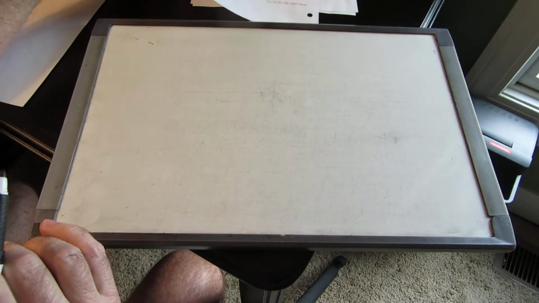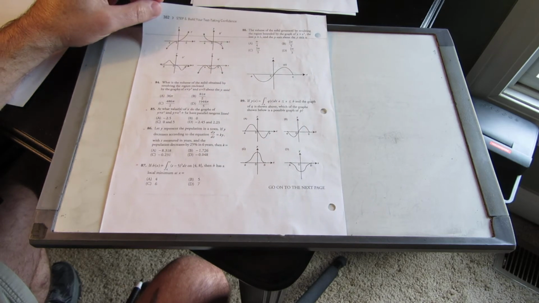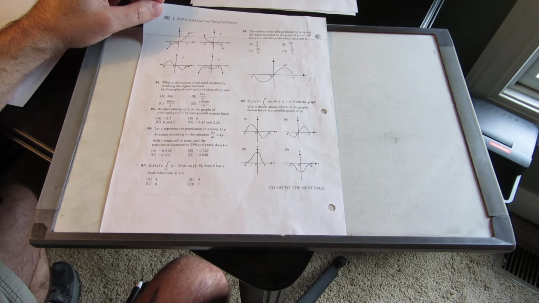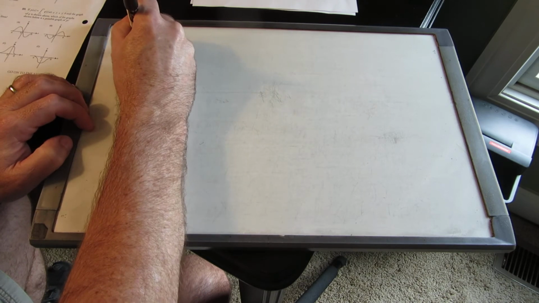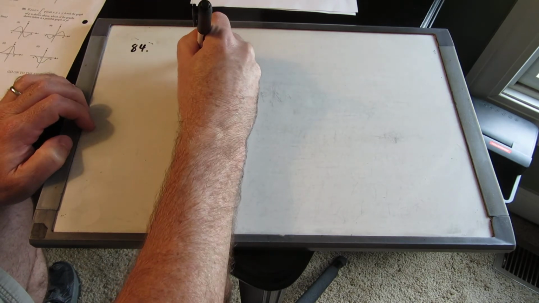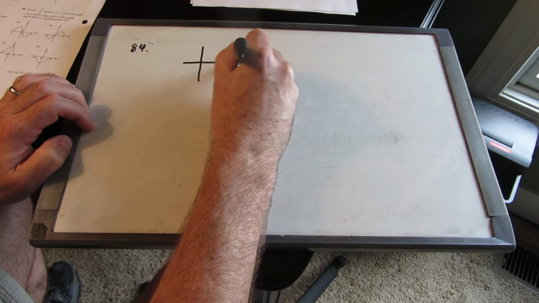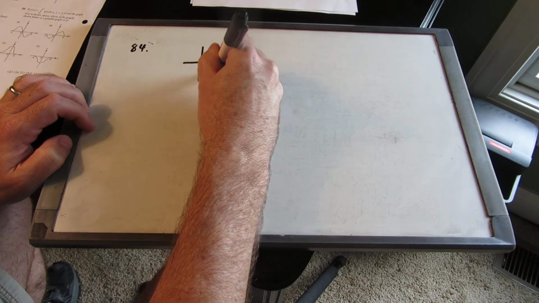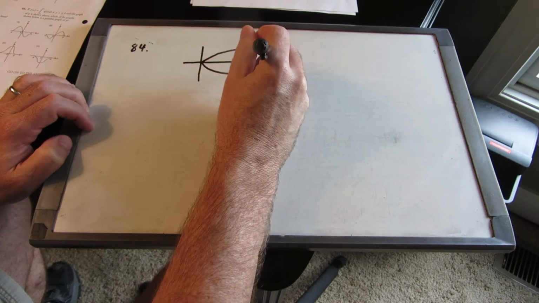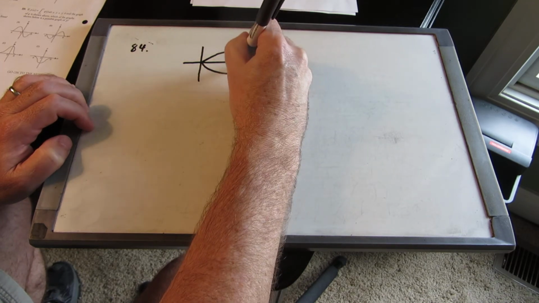Alright, 84. 84 says, what is the volume of the solid obtained by revolving the region enclosed by the graphs of y equals x squared and x equals 9? Let's draw that out. Excuse me, x equals y squared. So that's going to be a sideways parabola, like that. And x equals 9, let's draw that in right there.